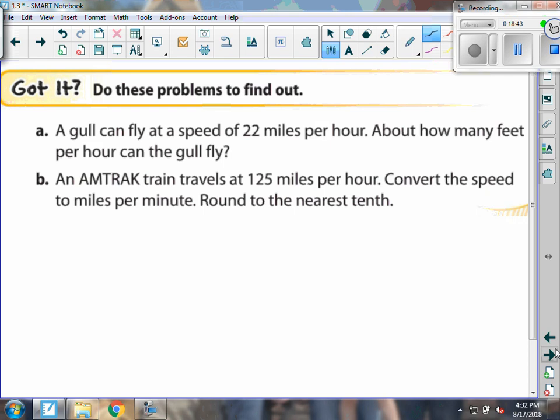So now that we've gone over that, I want you to go over A and B. For one of them, you're going to end up multiplying, and for the other, you're going to have to divide. So go ahead and pause this and take a moment to work on it.